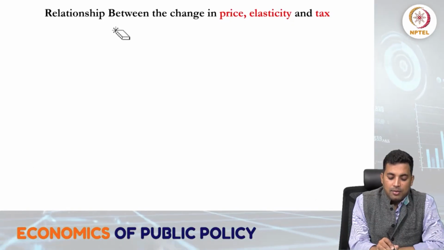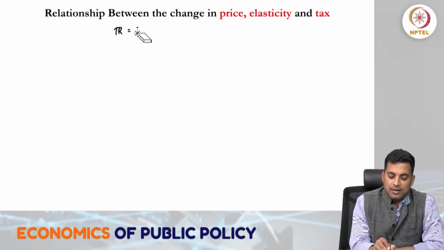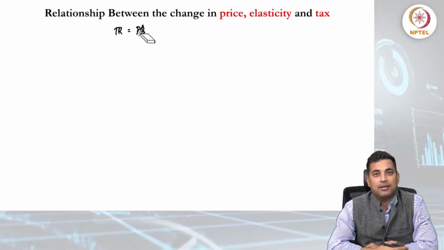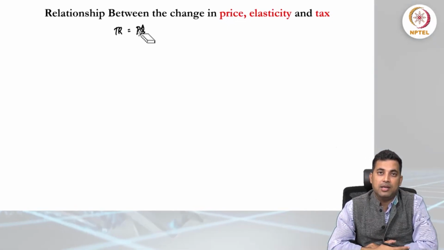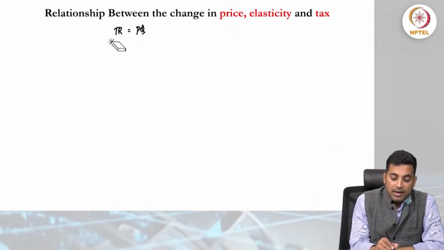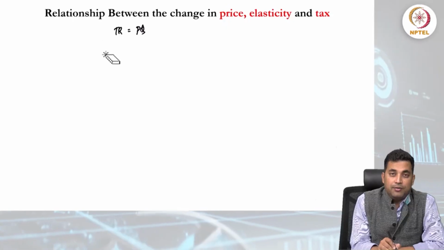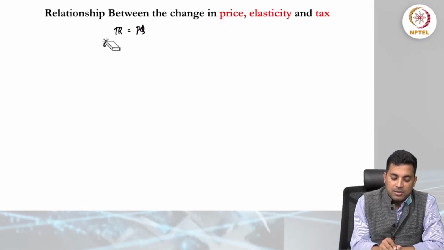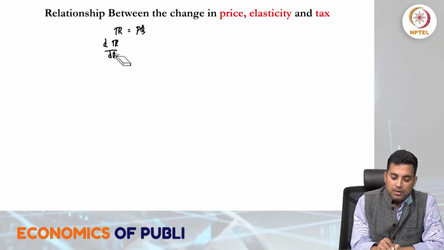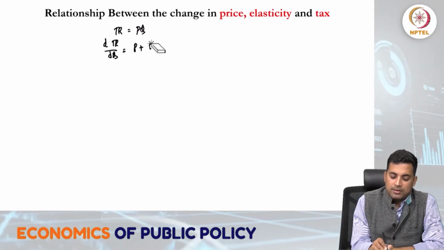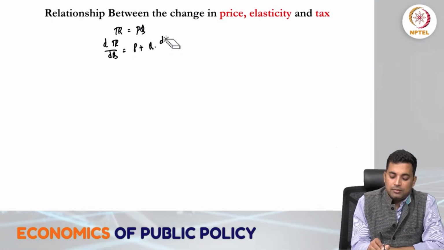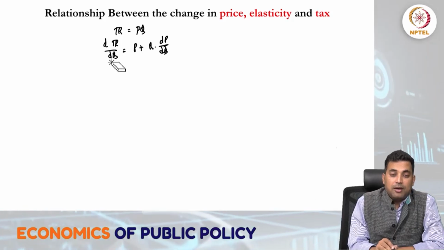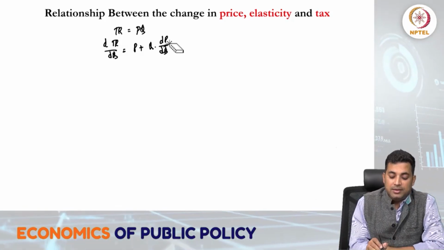So for instance, what is the total revenue? Total revenue is PQ, and assume that the demand function is the same as we showed in our last slide, P equals A minus BQ. Here, if we want to understand the changes in total revenue due to a change in quantity, then dTR/dQ equals P plus Q dP/dQ.